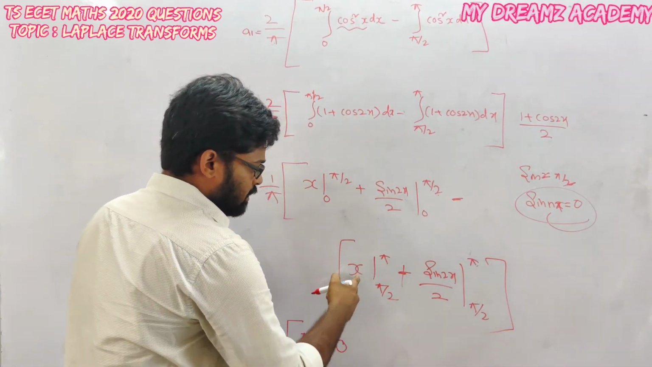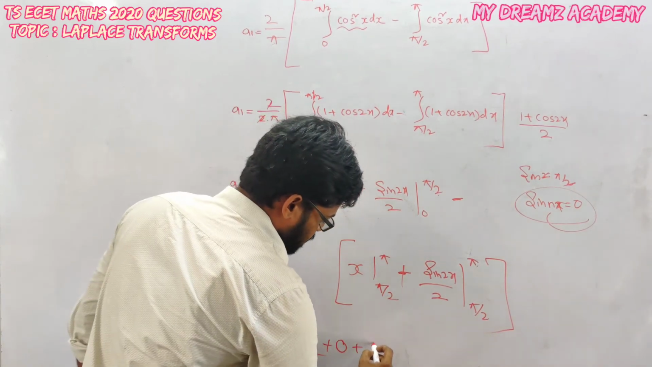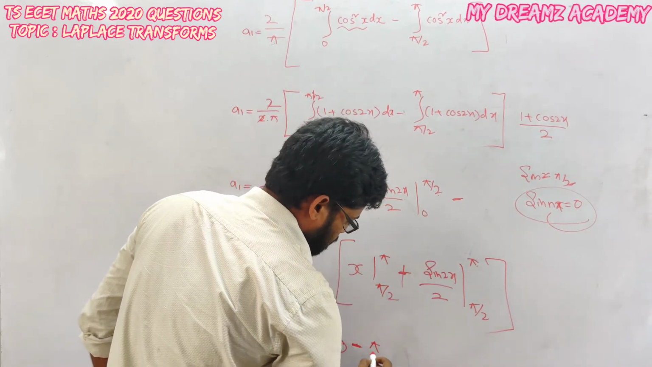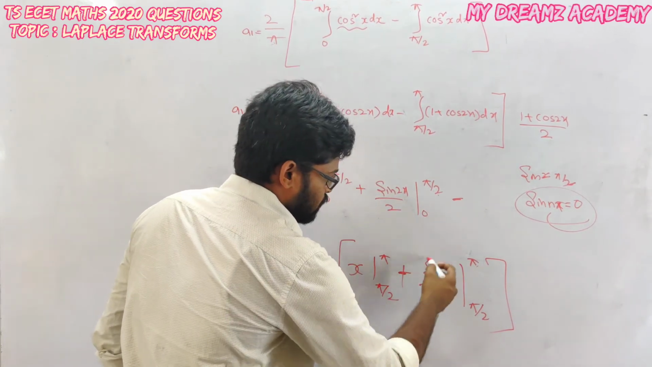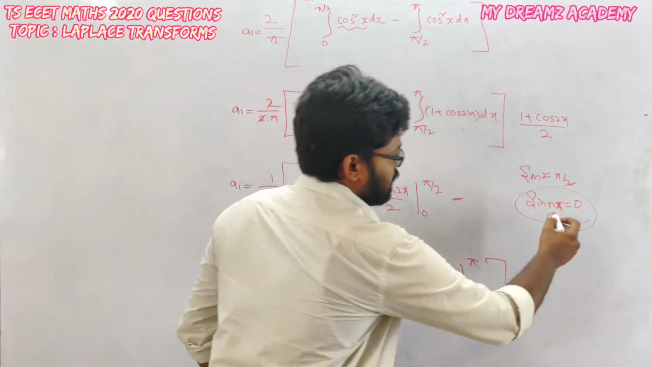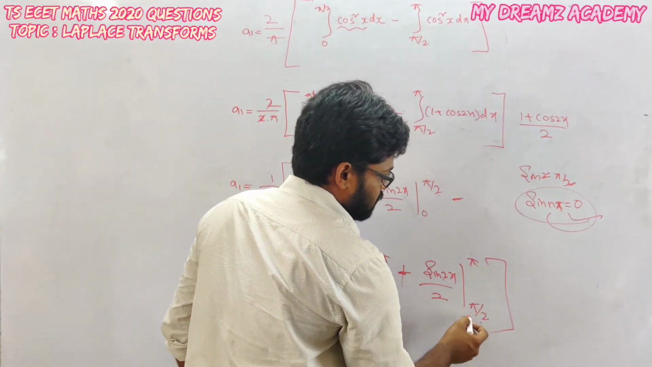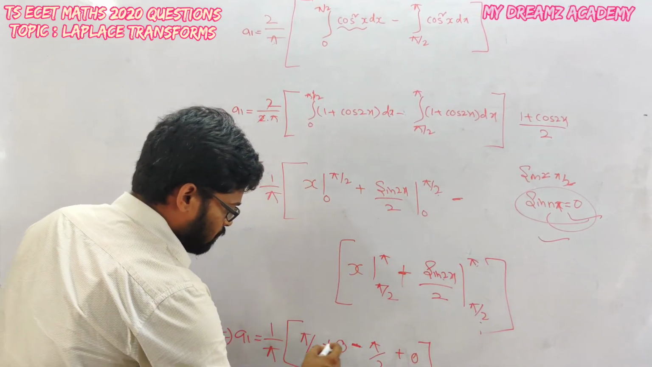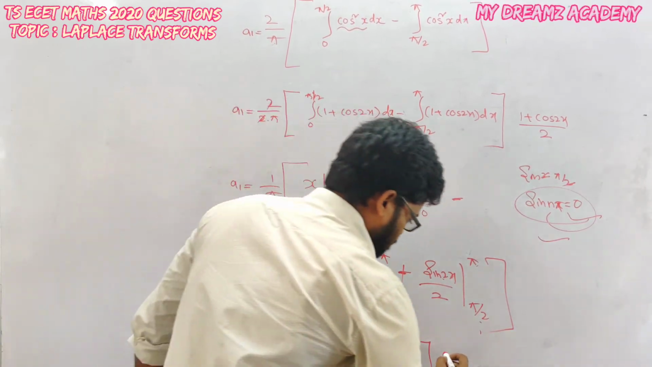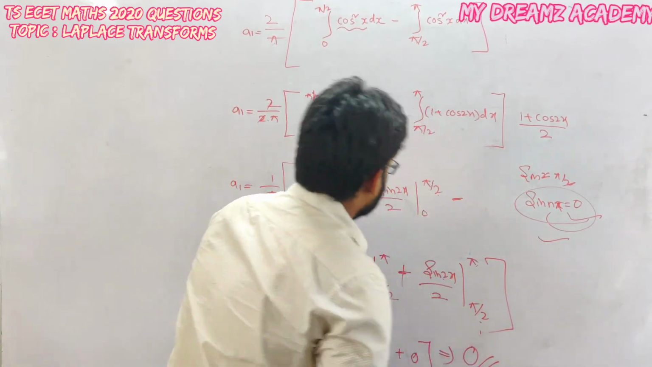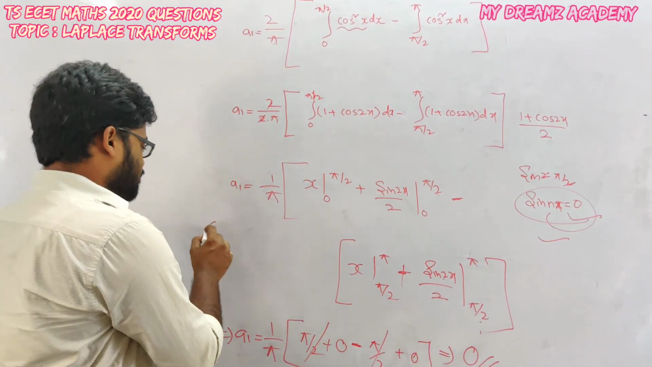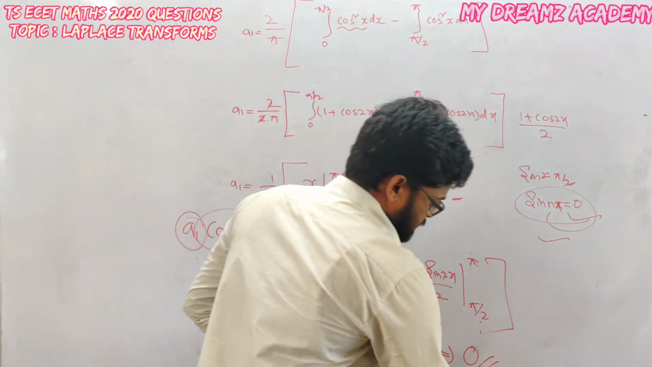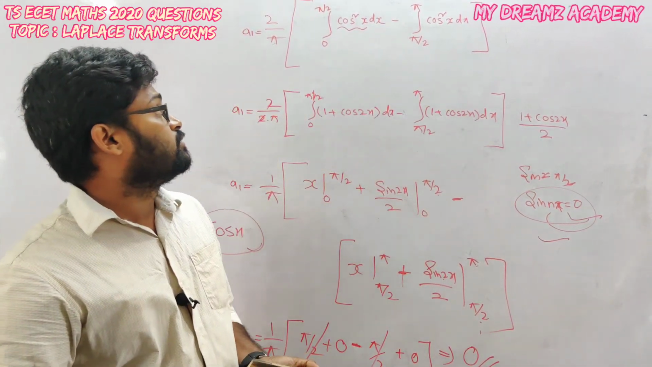Now apply limits here: pi by 2 minus pi by 2. In place of the lower limit we have pi by 2, and you apply pi here. Sin n pi value is 0, and sin 2 into pi by 2, which is sin pi, is also 0. So this term is totally 0. Pi by 2 minus pi by 2 gets cancelled, and the total answer is 0. The coefficient of cos x, that is a1, has value 0. So this is the final solution for the given question.